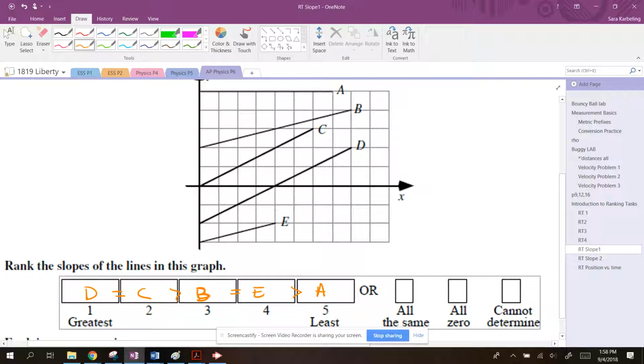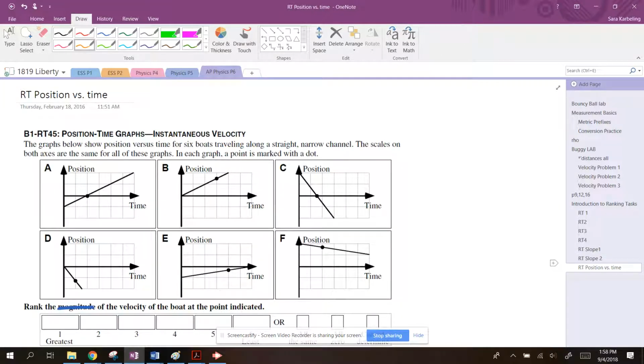Cool. All right. One more, I think. Maybe there are two more. I can't remember. No, I want this one. I want this one.